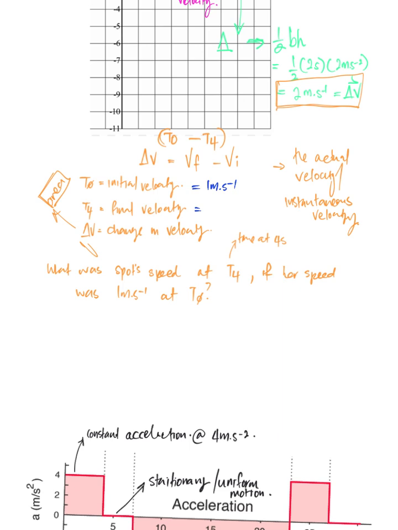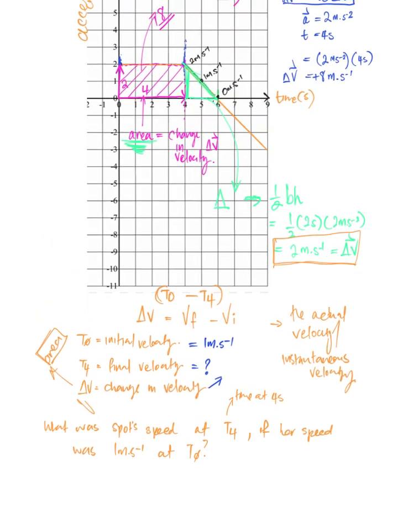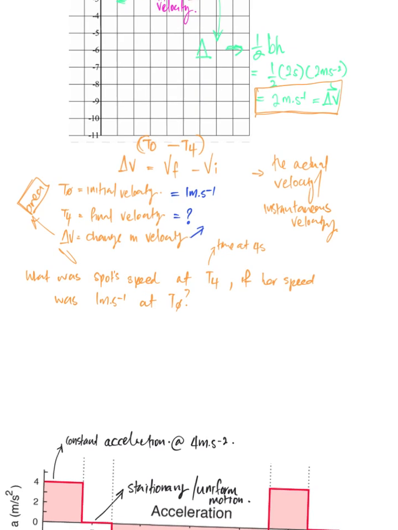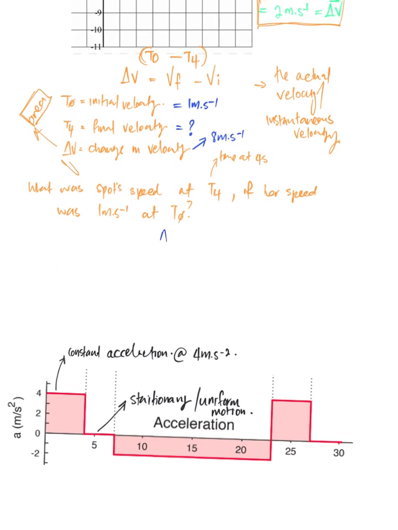I know about t4, I don't know that. But I do know this value here. And this value here is the change, we worked it out as the area over here. So I know that value, which is 8 meters per second. So all I need to do is substitute. I've got change in velocity is equal to Vf minus Vi, which is change in velocity is V of T4 minus V of T0.